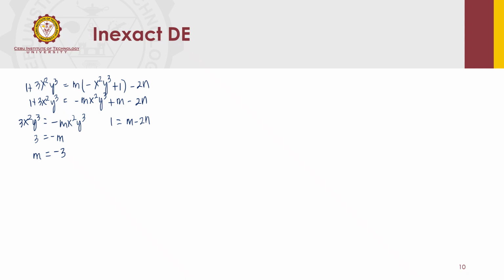So if m is negative 3, we solve for n. Let's plug in negative 3 here and then solve for n. So 2n is negative 3 minus 1, or 2n is negative 4. So n is negative 2.